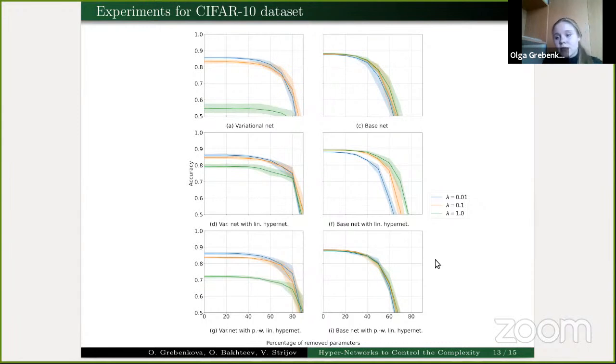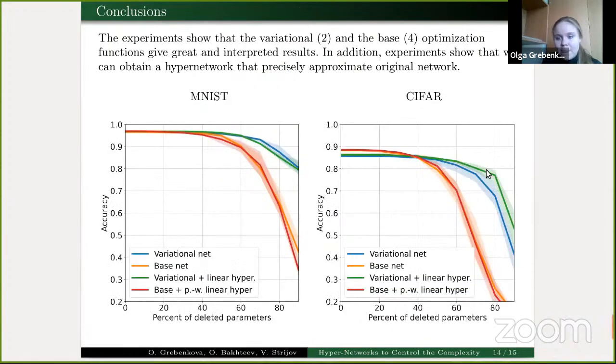So what are the conclusions of our experiments? We gathered all the results from the experiments in one graph. We averaged results for every lambda, among all lambdas. And as we can see, for both experiments, the variational nets are among the most robust models and with one of the best accuracies.